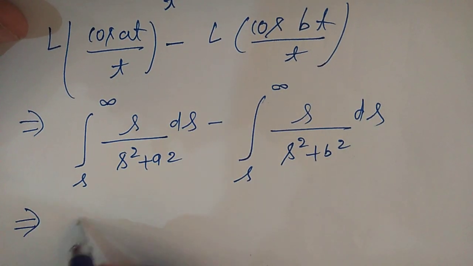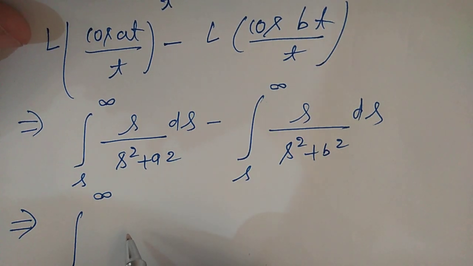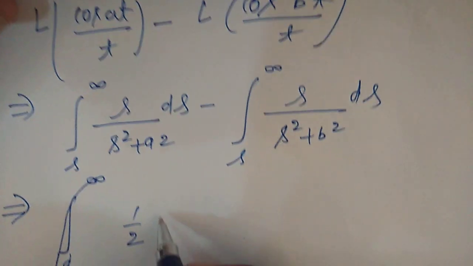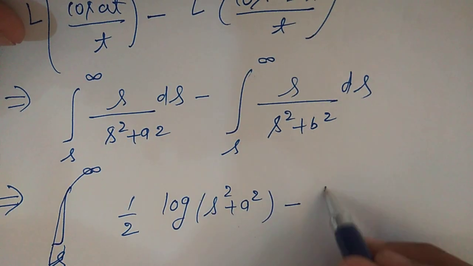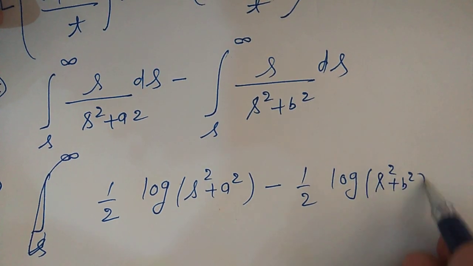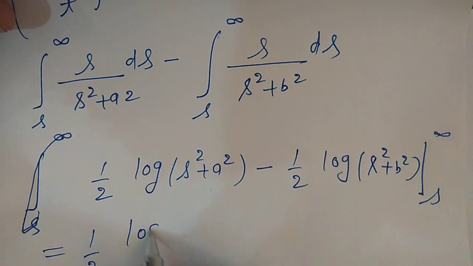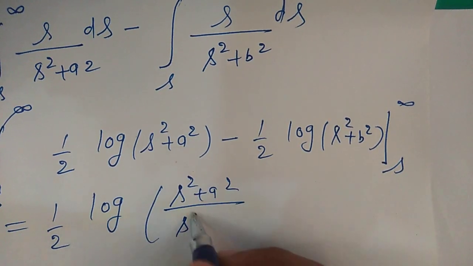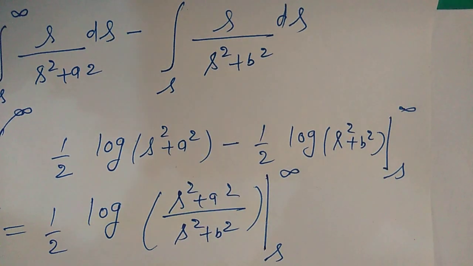So from s to infinity, then we can integrate. So what we get? We get 1 by 2 log of s square plus a square minus 1 by 2 log of s square plus b square from s to infinity. If you take 1 by 2 common, we get log of s square plus a square by s square plus b square, with limit s to infinity.